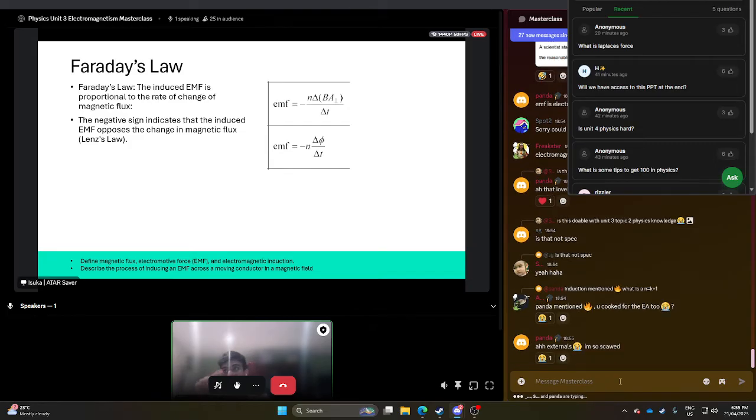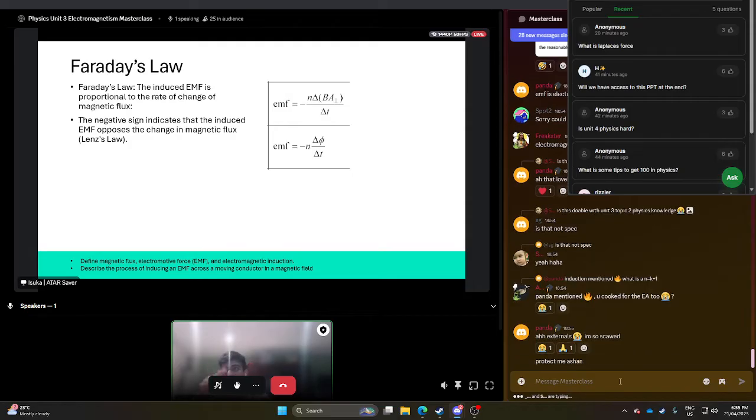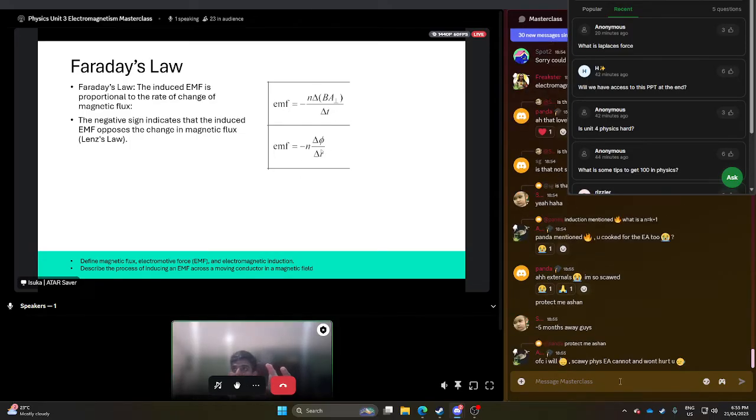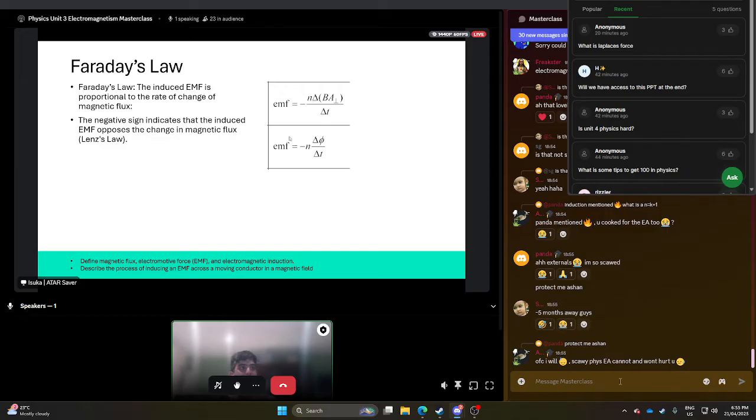You see that there's an EMF, and then you have the magnetic flux on the top, over time, right? So the first formula and the second formula are the same thing. The difference is that BA is just expanded from the magnetic flux. But what it's saying is that the induced EMF is proportional to the rate of change of the magnetic flux. Okay. And the negative sign is very important.